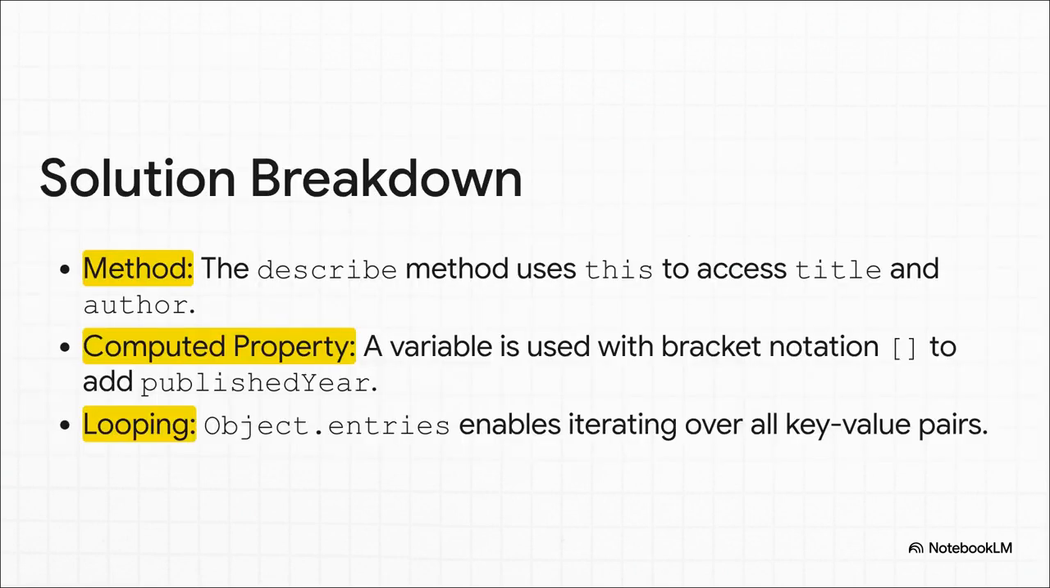Okay, ready to see the solution? Let's walk through it. For that describe method, the key was using this to grab the object's own title and author. For step 2, the answer was a computed property, right? Using a variable in those square brackets to add the published year. And last, we just loop over the result of Object.entries to print everything out. If you got this, you are in fantastic shape.